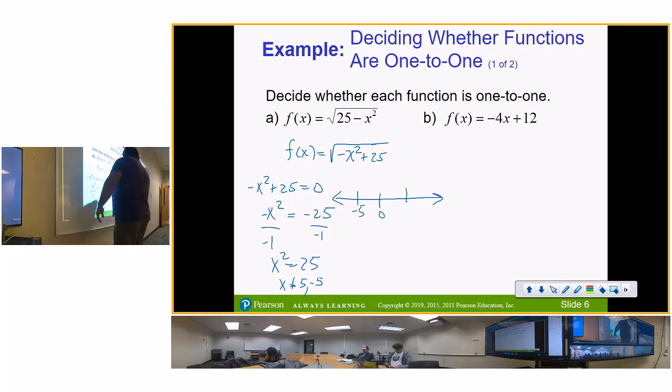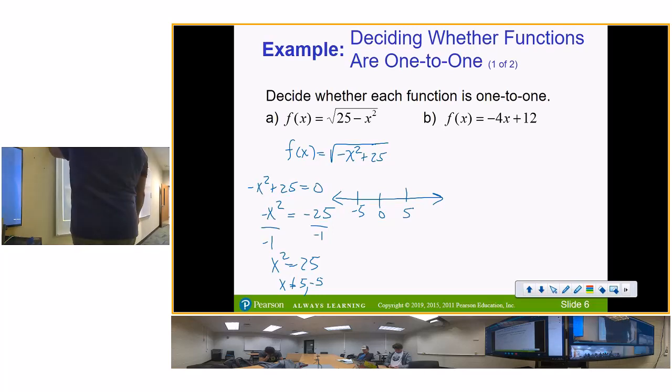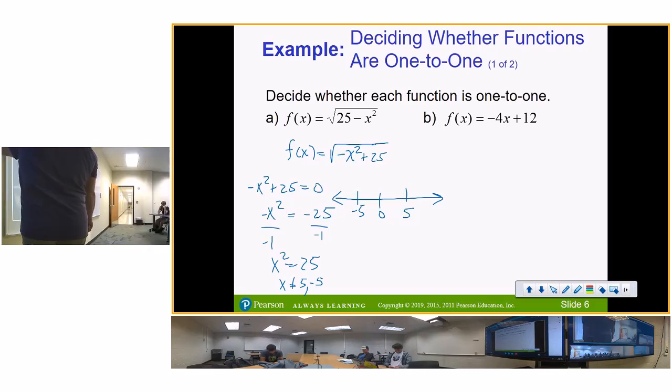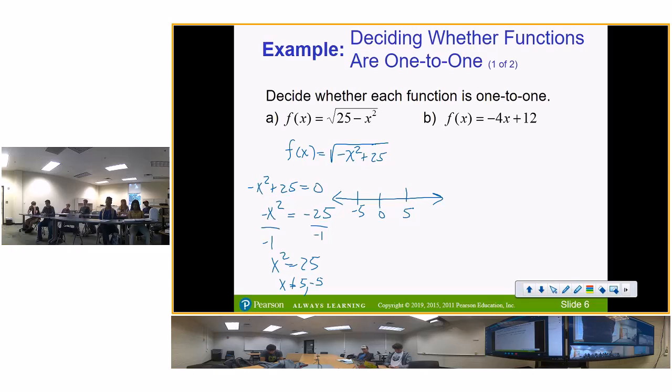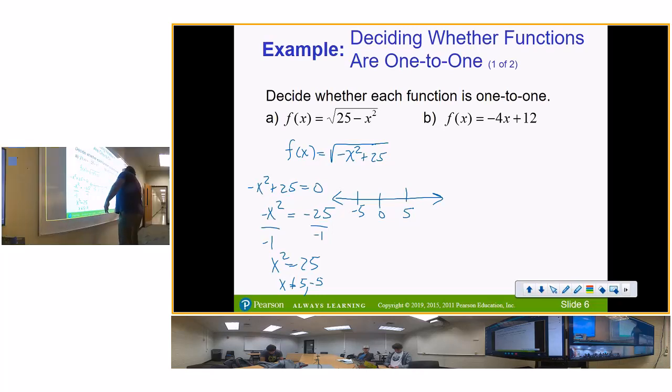Negative 5, positive 5. All right, what's below negative 5? Give me a number below negative 5. Negative 6, thank you. Plug in negative 6. Negative 6 times negative 6 is 36, but it's got a negative in front of it. Negative 36 plus 25 is a what? It's a negative. So can I use these numbers? No. So you take your red marker and you draw an X right there.